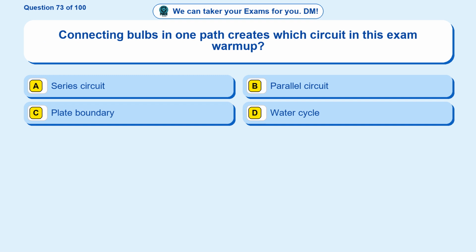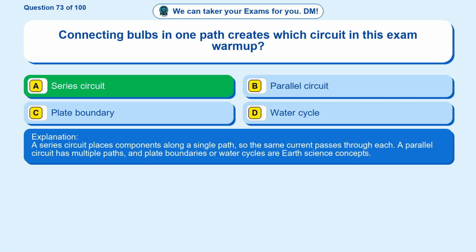Question 73. Connecting bulbs in one path creates which circuit in this exam warm-up? Option A, series circuit. Option B, parallel circuit. Option C, plate boundary. Option D, water cycle. The correct answer is option A. Series circuit. A series circuit places components along a single path, so the same current passes through each. A parallel circuit has multiple paths, and plate boundaries or water cycles are earth science concepts.